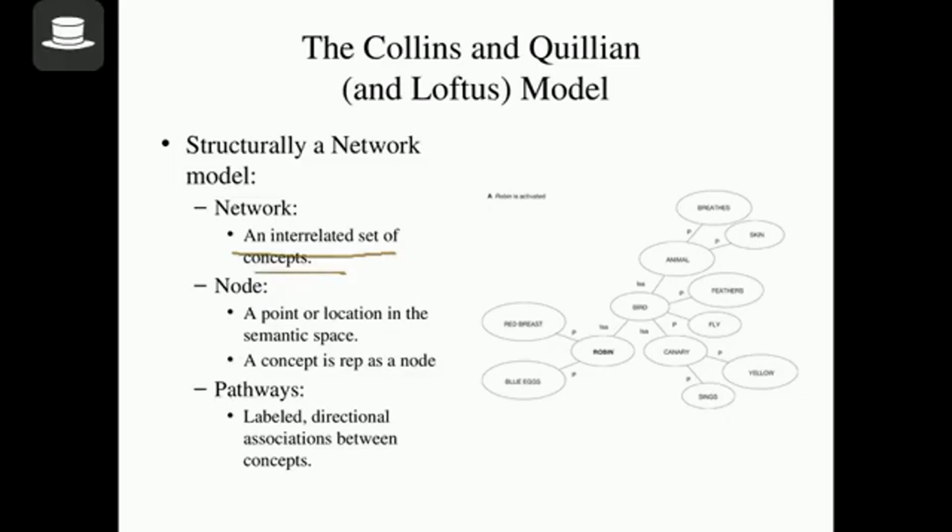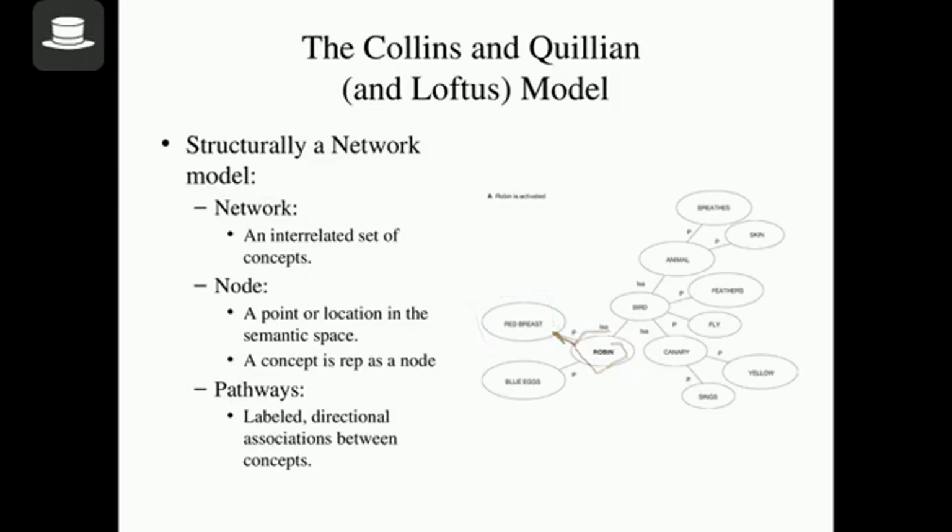Now, when you have a network of concepts, there are two terms we use here. One is the node, and the other one is the pathway. Node refers to the points or locations in the semantic space. This is called the semantic space. The concept is also called a node. And what connects these concepts are these lines called pathways. What are these? Well, these are associations between different concepts, which will determine the kind of relationship between two concepts.